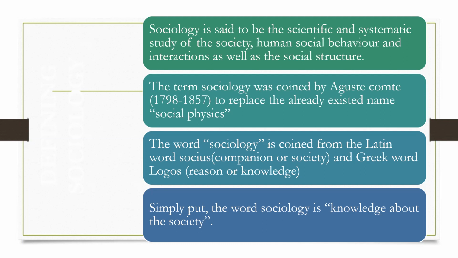Now, the term sociology was coined by Auguste Comte, 1798 to 1857, to replace the already existing name, social physics. When Auguste Comte first founded the discipline, he had given it the name social physics, but due to critiques from the natural sciences and other people using the name social physics, there was a necessity for him to change the name to sociology.